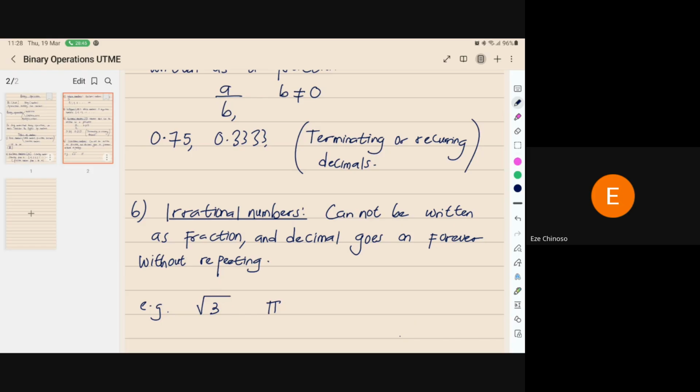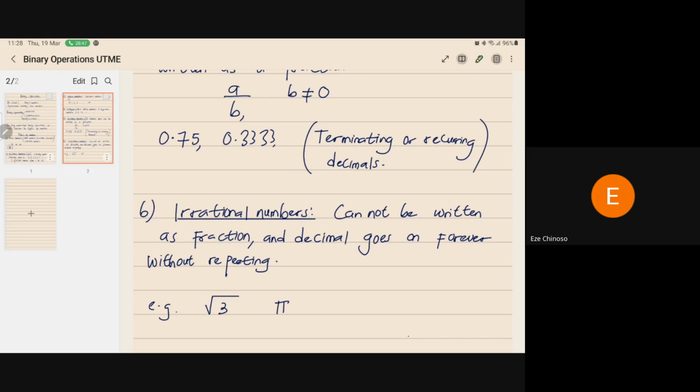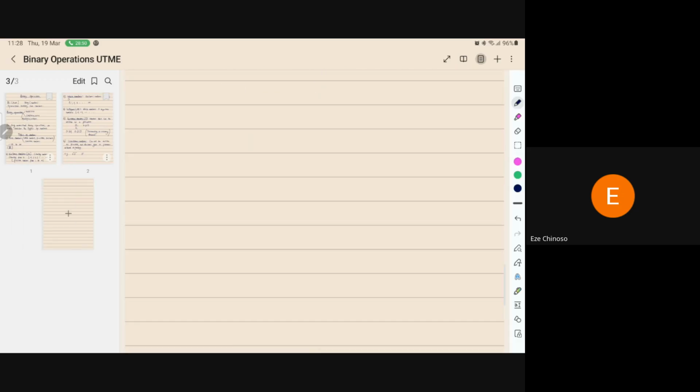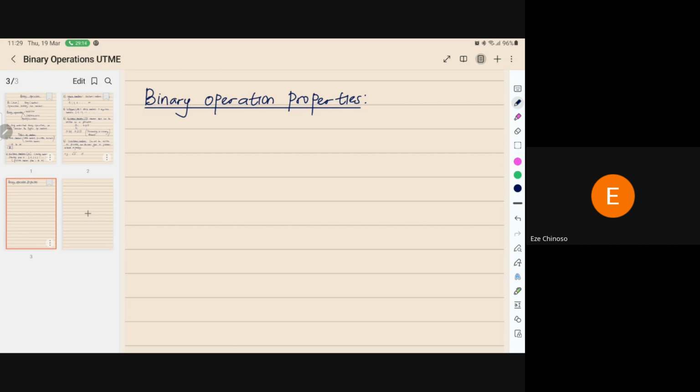So these are the overview of the kind of numbers that you need to know in our journey. Now, the next thing I want to talk about is binary operation properties. What are those things that we need to know regarding our binary operations? Binary operation properties give us an insight of the kind of things that can be done on a binary operation. The first one is the closure property.